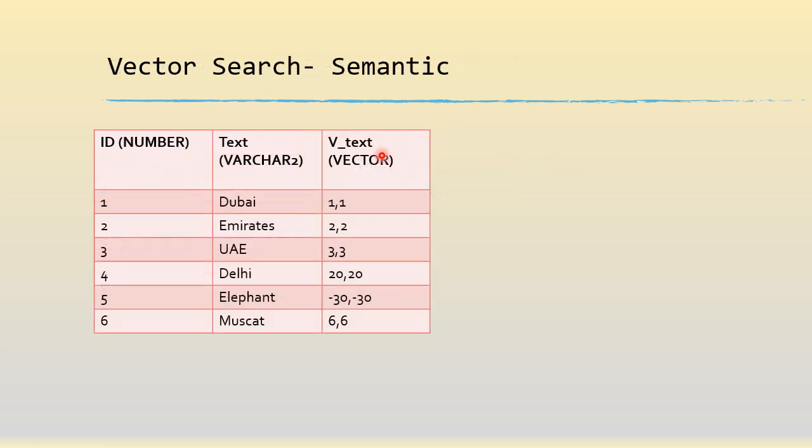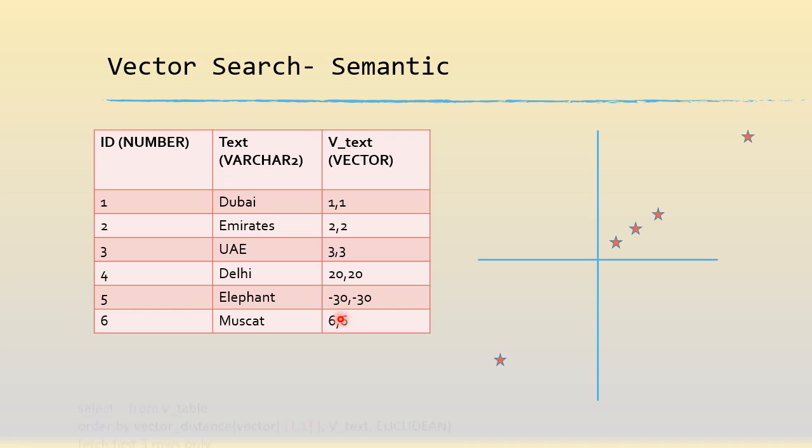To enable vector search, I just added a column here, v underscore text, and the format is vector. Just like you have number, varchar2, I will have to define it as a vector. Now, for simplicity's sake, let's assume that this vector is of 2 dimensions. Now, just imagine it being represented in the graph. Since it is 2 dimensions, it's easy to represent it in an XY axis. So Dubai will be here, Emirates will be 2, 2, UAE, and so on. So these are represented on an XY axis being 2 dimensions.